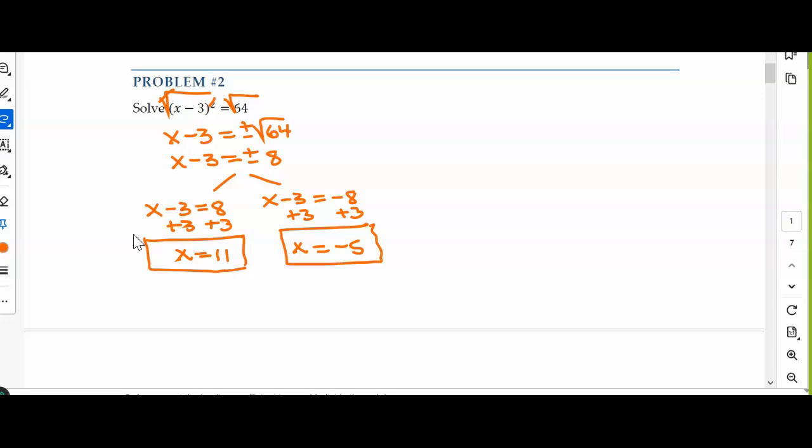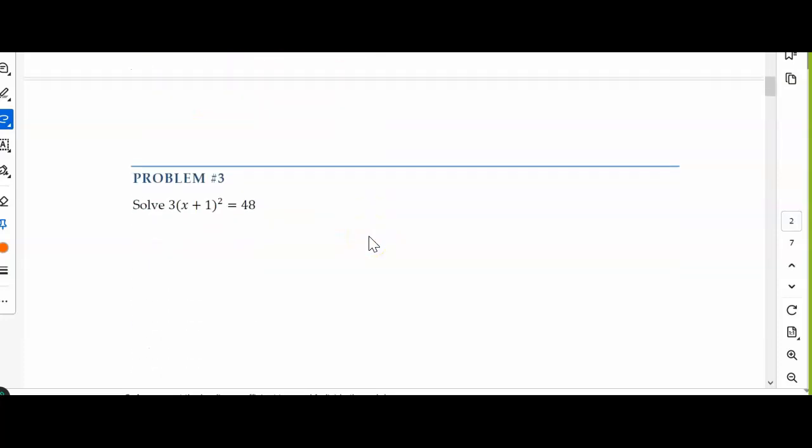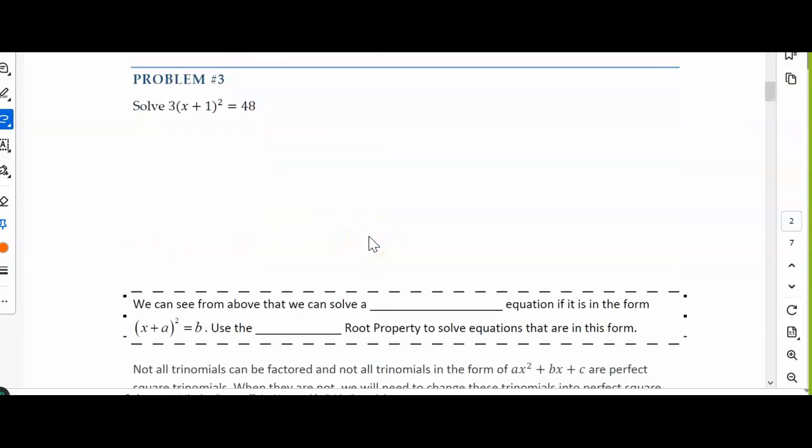You don't have to check on these like you did when we solved square roots, like when they started with square roots in them. Those you have to check. These, it's just to check and make sure you did your arithmetic right and stuff. Okay, one more problem like this with the square root property.